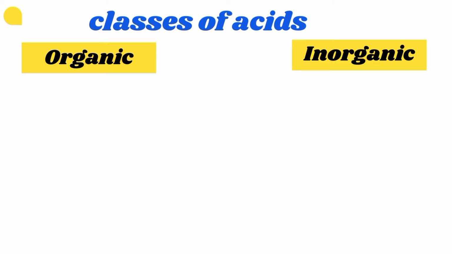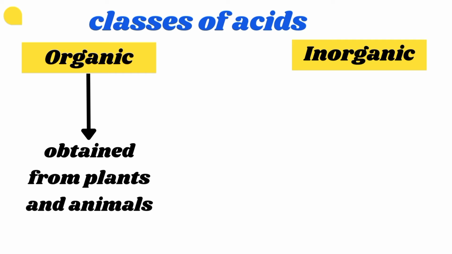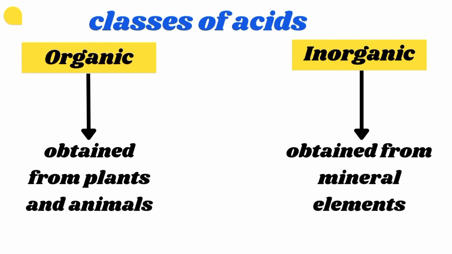And we also have inorganic acids. These are also called mineral acids. So basically, these are the two classifications of acids based on their source. For organic acids, they are actually obtained from plants and animals. That means they are obtained from natural materials or products or substances. So you take note of that.